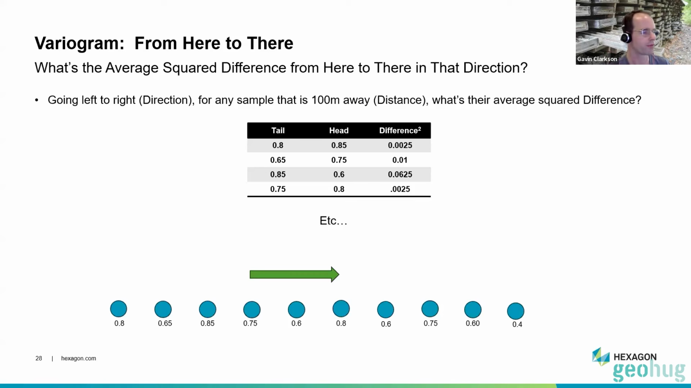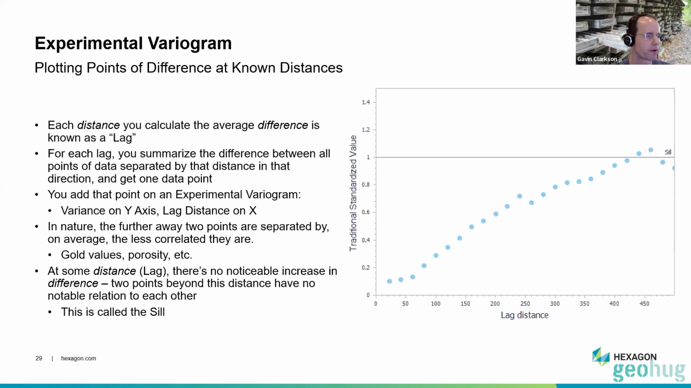So on and so forth until you have a bunch of lags, variogram values for a bunch of different lags. And those are what become your variogram. So this is what's known as the experimental variogram because it's individual points. I actually collected data pairs to come up with any of those individual point values at each of those lag distances. So at each distance, you calculate the average difference for all samples that are separated by that lag distance. For each lag, you summarize the difference between all points of your data separated by that distance and in that direction, and you get that single data point. And you place that data point, so that variogram value that we calculated, on the y-axis. And on the x-axis is the lag distance you calculated it at.